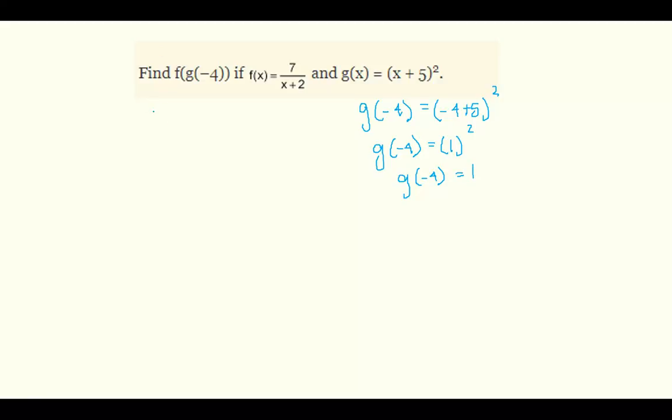Now that I know that, we know that this whole thing right here is just a 1. So then all I have to do is really find f of 1. So I would say 7 over 1 plus 2. So my final answer here would just be 7 over 3.